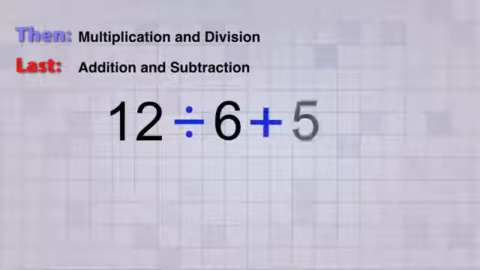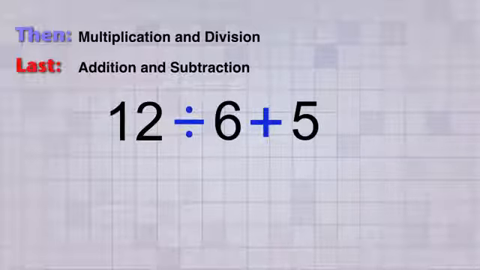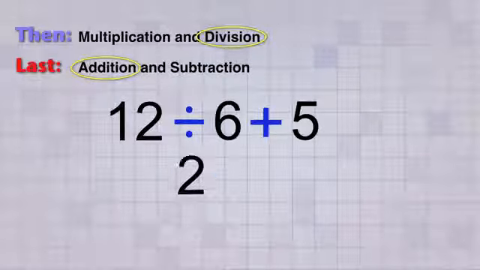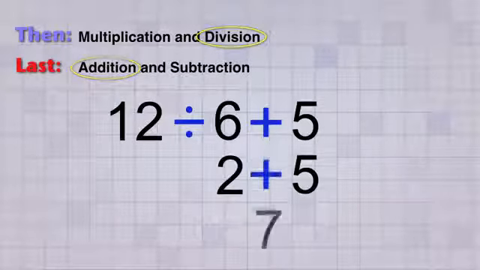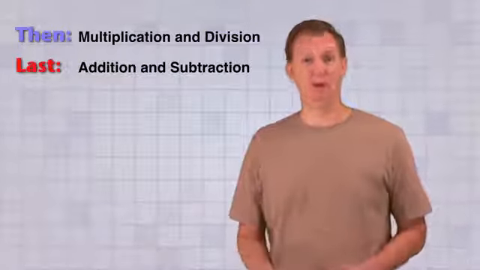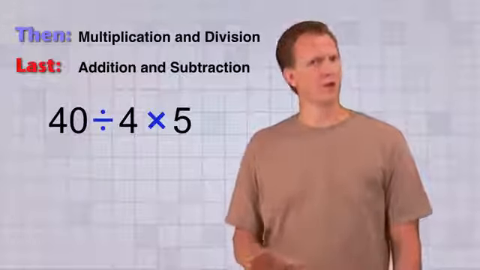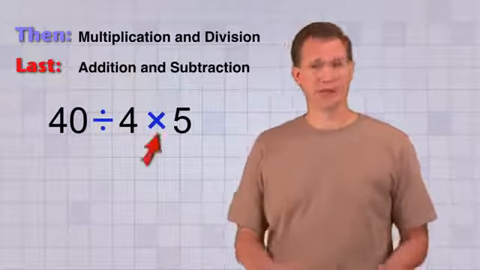And here's another problem. 12 divided by 6 plus 5. Again, our rules say to do the division before addition. So 12 divided by 6 equals 2, and then we add the 5 to get 7. And here's one last problem. 40 divided by 4 times 5. Which do we do first? The multiplication or division? Our rules don't tell us.